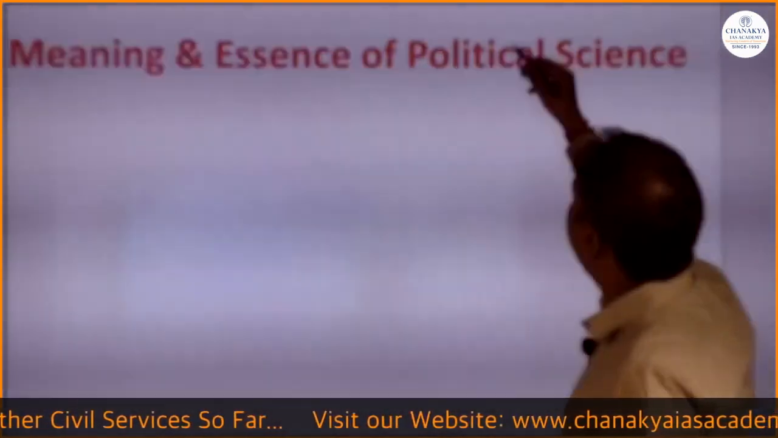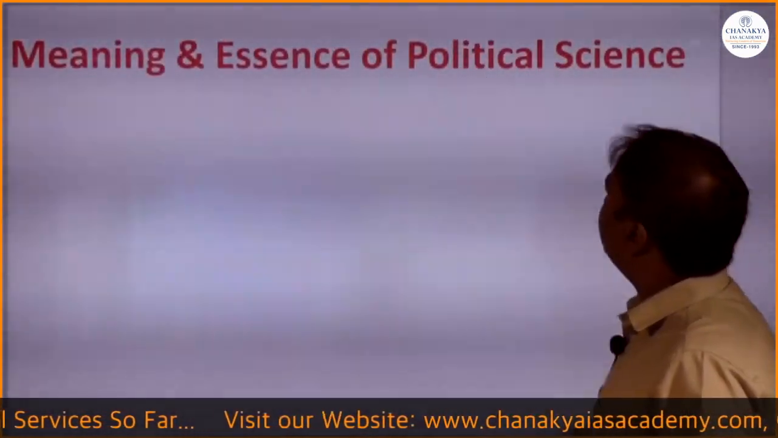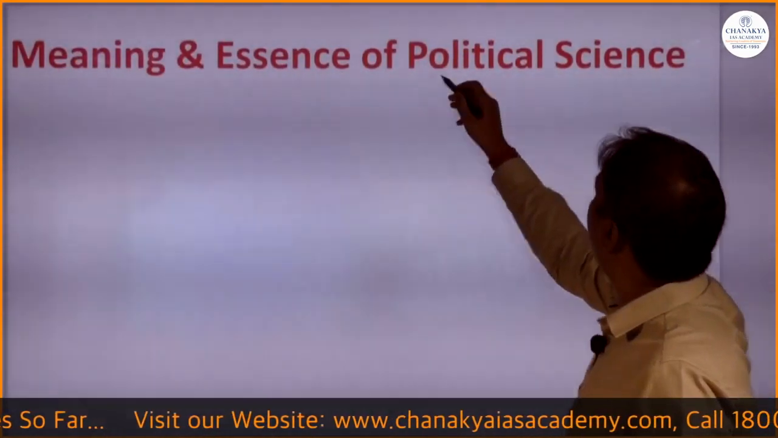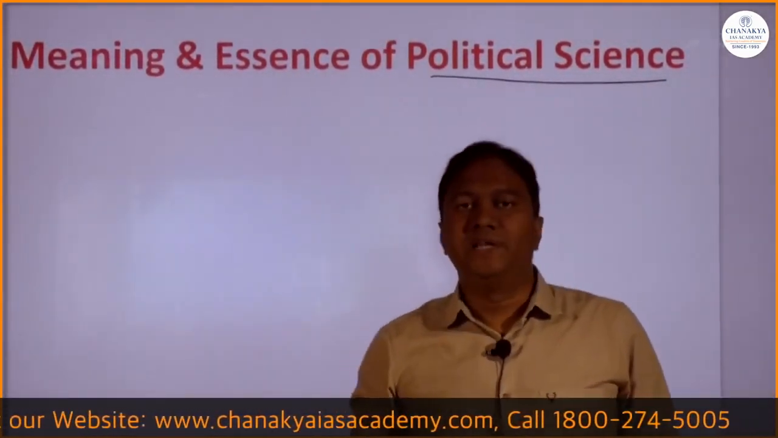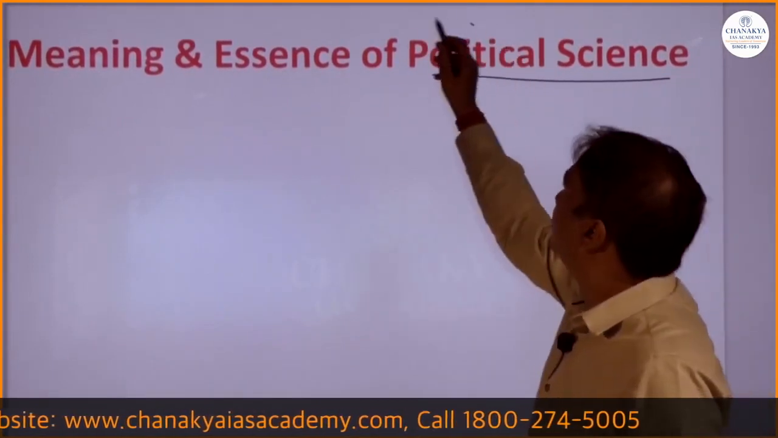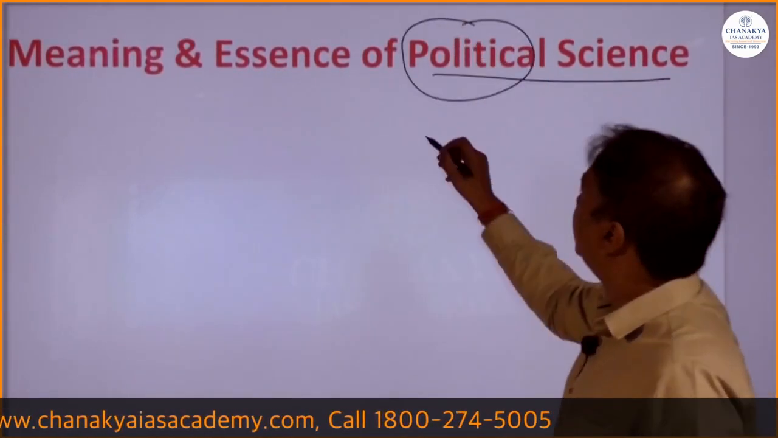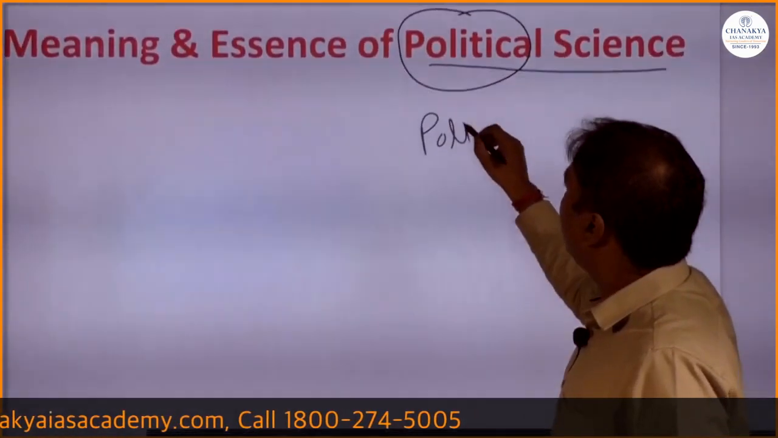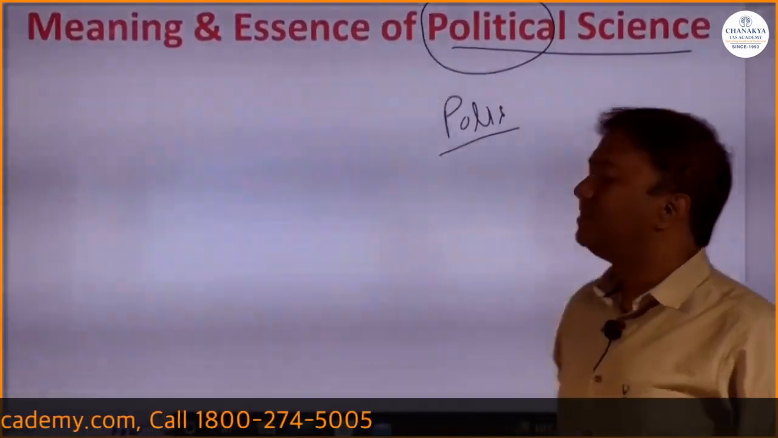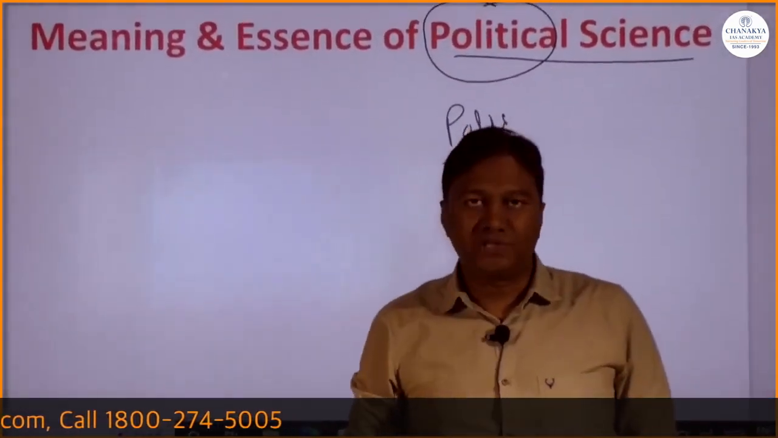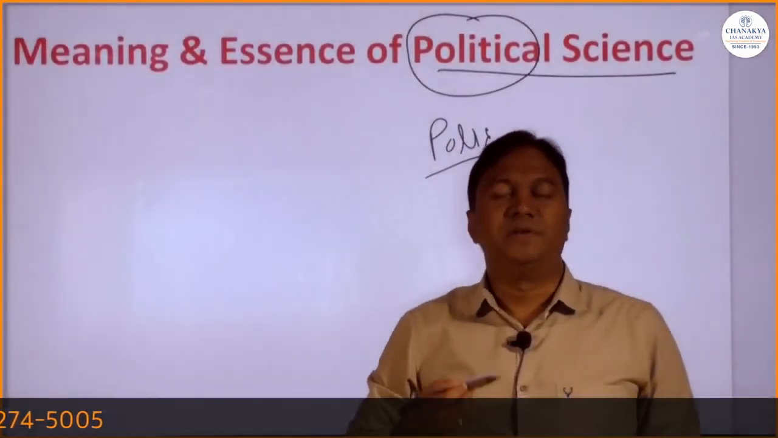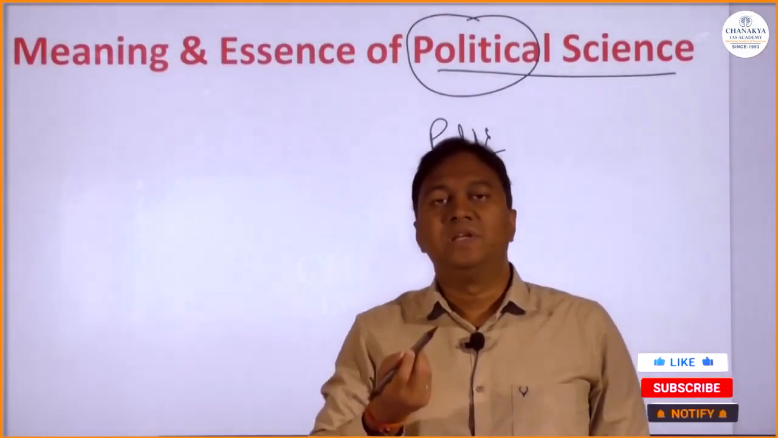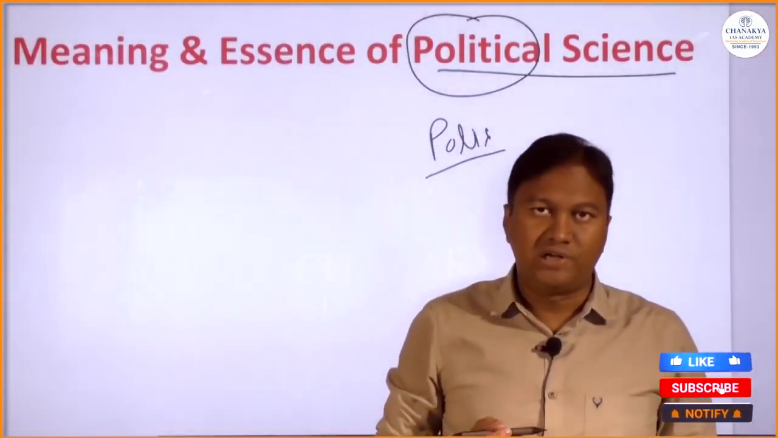So the very first part that we are going to see is the meaning and essence of political science as a subject. Now when we say political science, this has been derived from the word polis. Polis is a word which means city-state. That means whatever be the affair of a city, that is, a nation or a state, comes within the purview of political science.